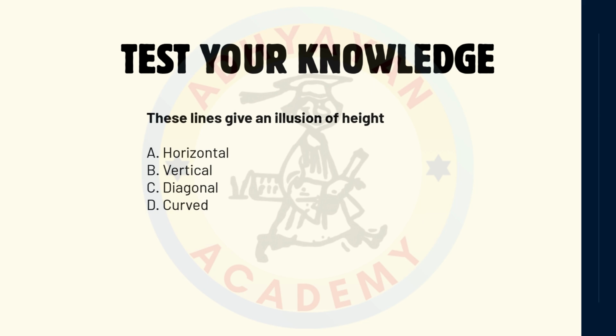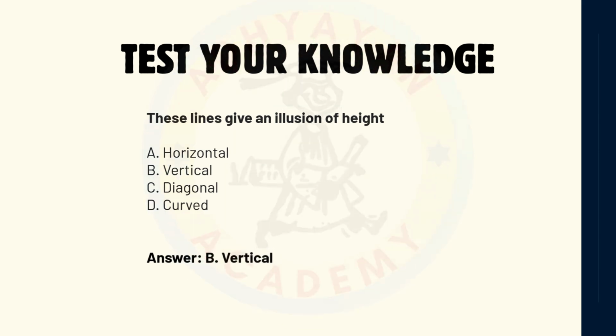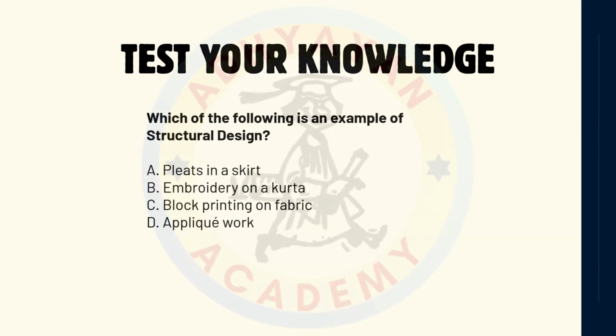These lines give an illusion of height. A. Horizontal, B. Vertical, C. Diagonal, D. Curved. Which of the following is an example of structural design? A. Pleats in a skirt. B. Embroidery on a kurta. C. Block printing on fabric. D. Applique work.